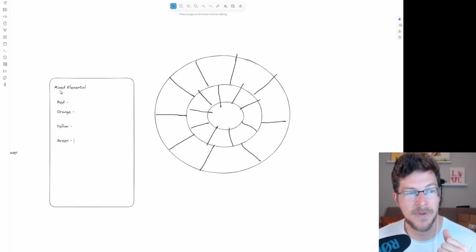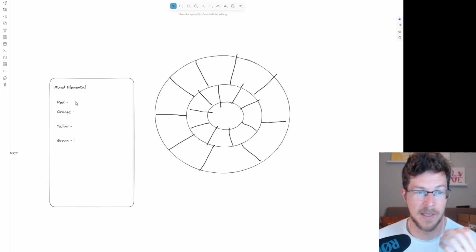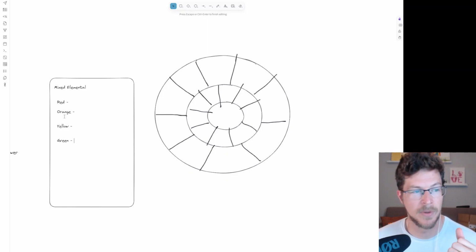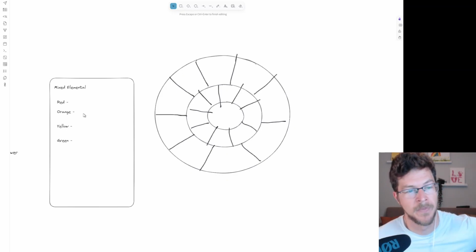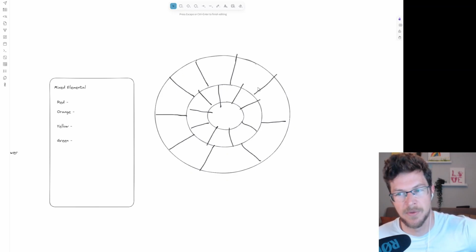And maybe it's like, for this mixed elemental, red is like a DD, or orange is a cone, or I don't know. I have no idea yet. And so what you as a wizard or a mage or as a talent are doing, in essence, is trying to manipulate this token around this circle and push it down into other levels and move it back up.